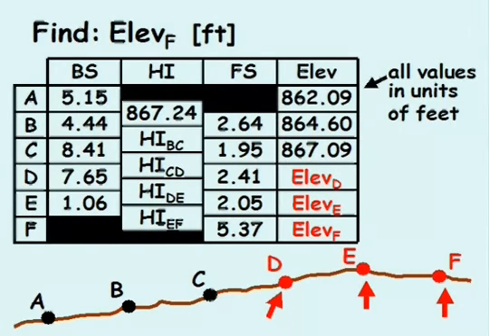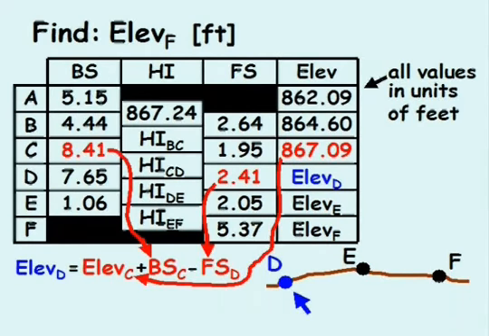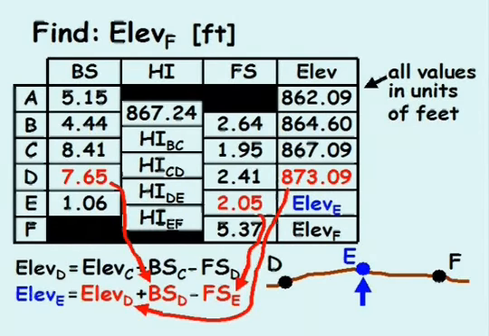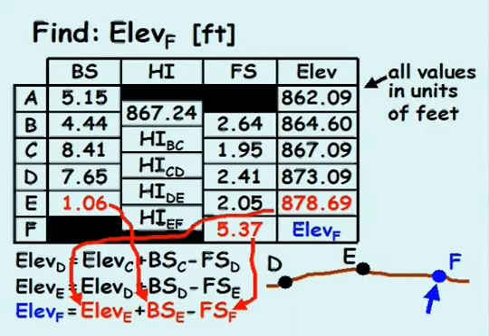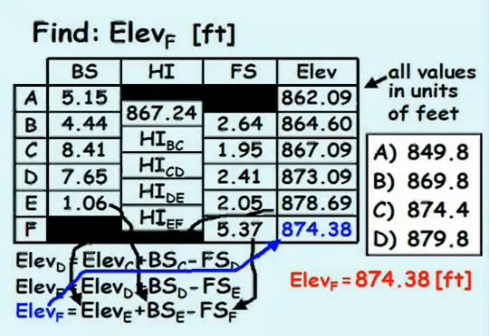The elevation at point D equals the elevation at point C plus the backsite of point C minus the foresight at point D, which equals 873.09 feet. The elevation for point E is calculated the same way and equals 878.69 feet. And finally, the elevation at point F equals 874.38 feet. When reviewing the possible solutions, the answer is C.